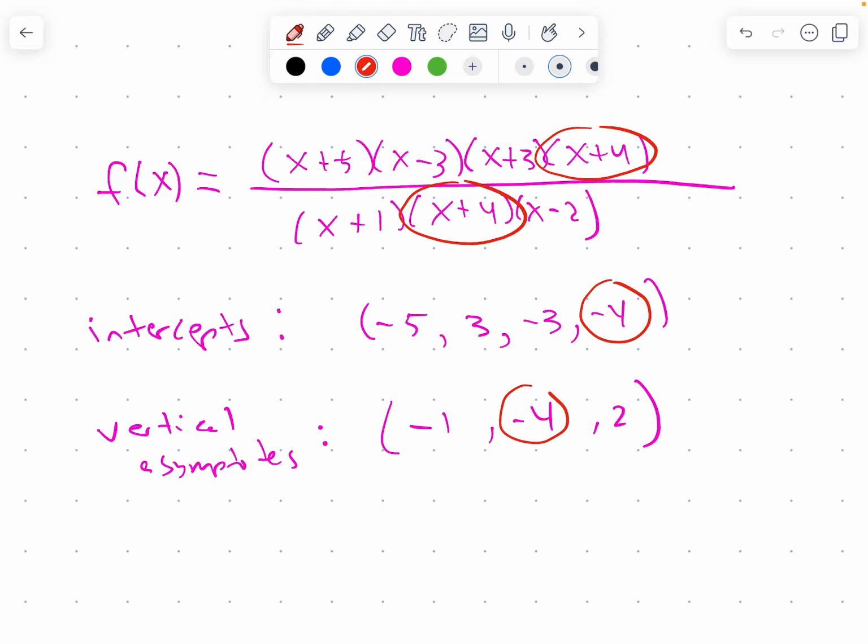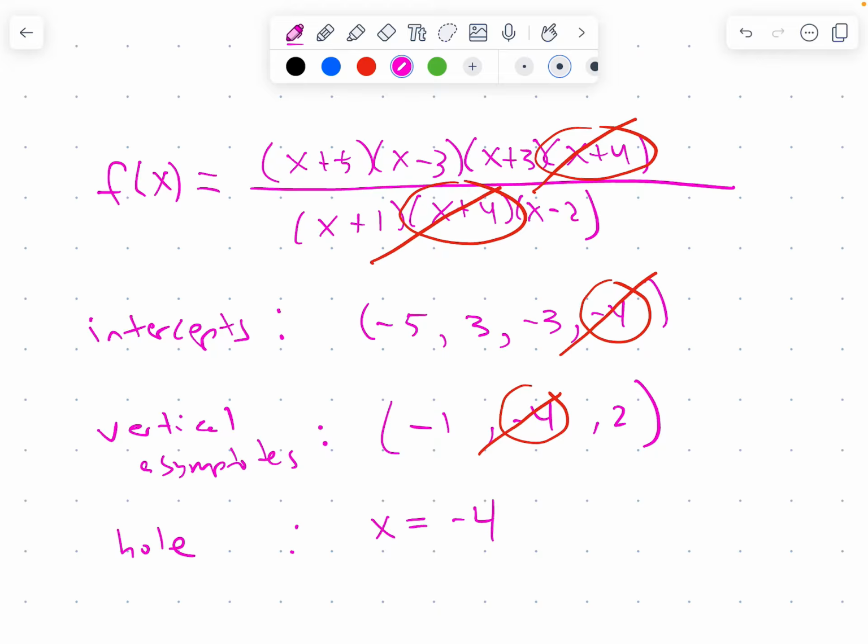Now, because of that, they essentially cancel each other out. So we cancel, and it's not an x-intercept, and it's not a vertical asymptote. Now, I say they essentially cancel each other out, but they don't entirely. They leave behind a hole, and the hole is at x equals -4.